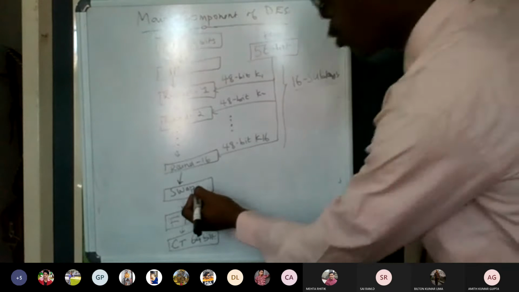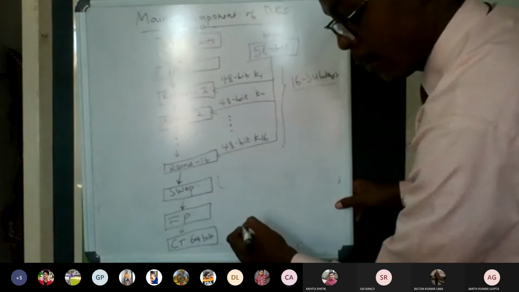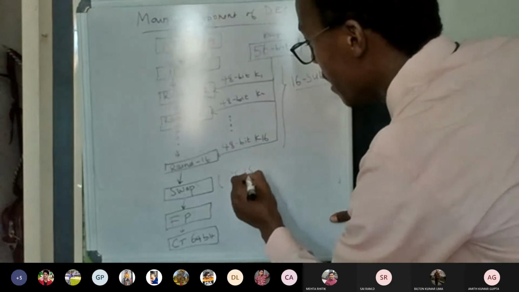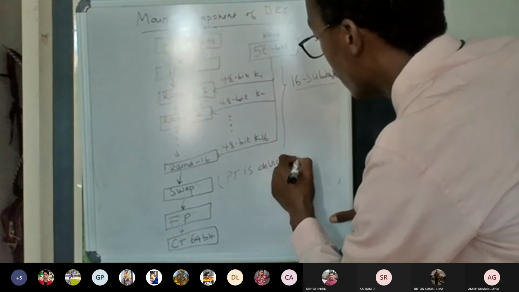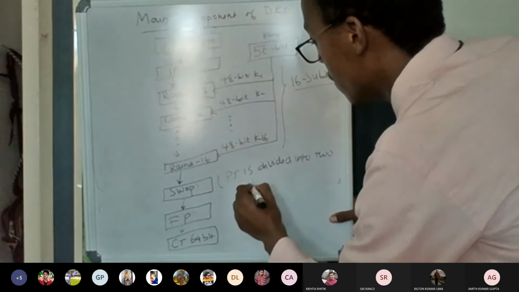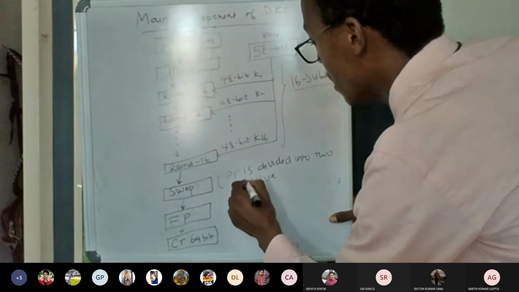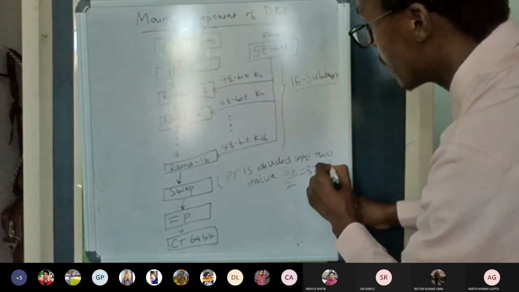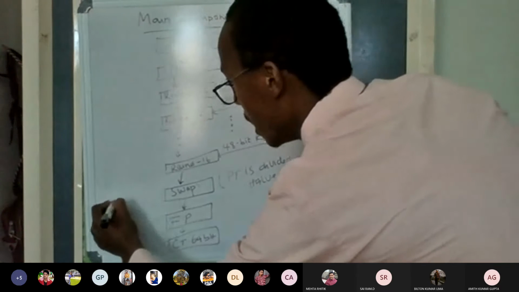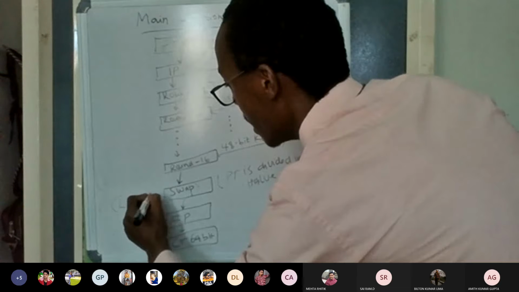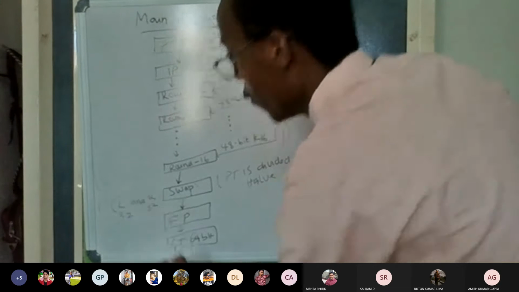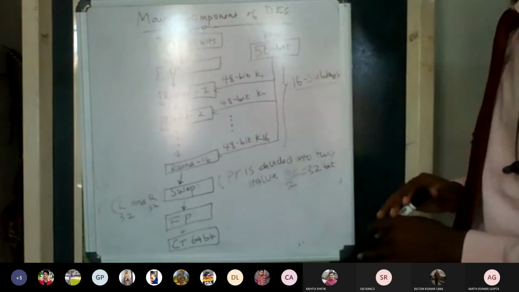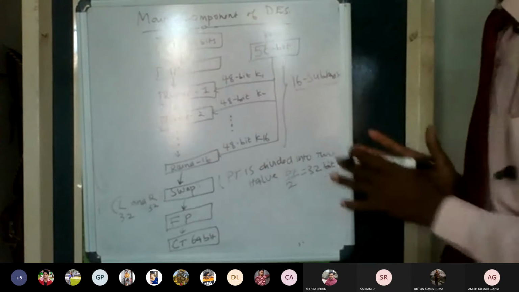When we come to the swap, we mean that the input, the plaintext, is divided into 2 halves. What are those 2 halves? 64 divided by 2 is equal to 32 bits. So the left side and right side will be 32 and 32, making that Feistel structure. Clear? So this is all about the components of DES in the diagram structure.